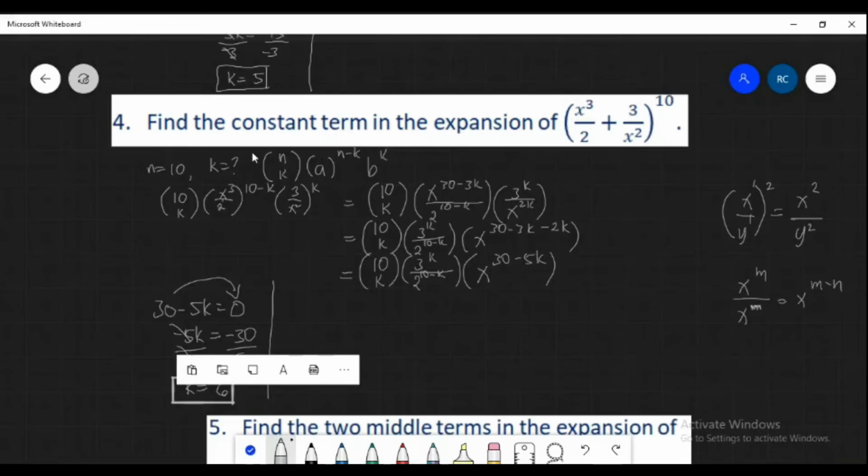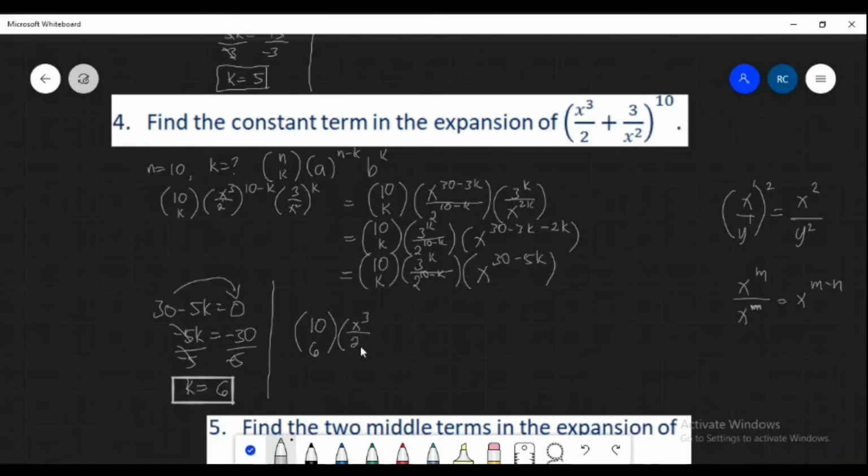Same formula. So, ito yung magiging 10 combined 6 times the first term raised to 4. 10 minus 6 is 4 times 3 all over x square raised to 6. Okay. Can you please press 10 combine 6? 210. Okay, it's 210. Next, 3 times 4 is 12. So ito yung magiging x raised to 12.